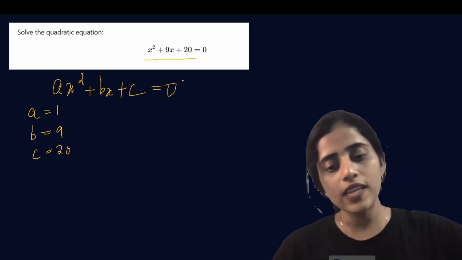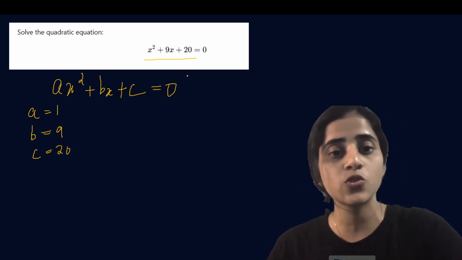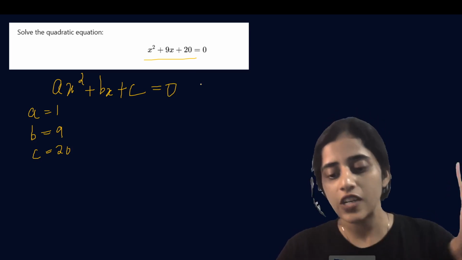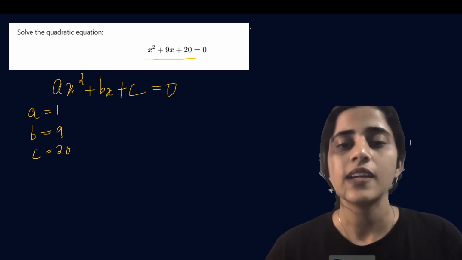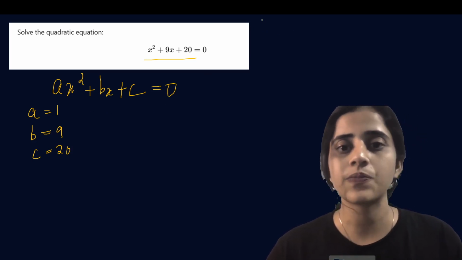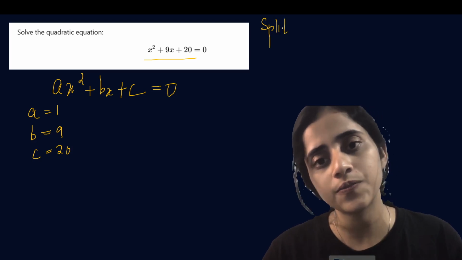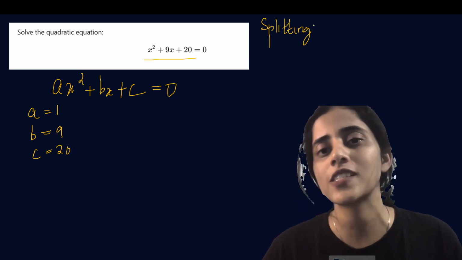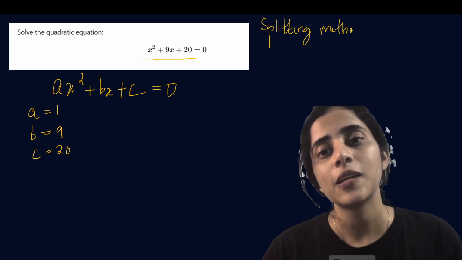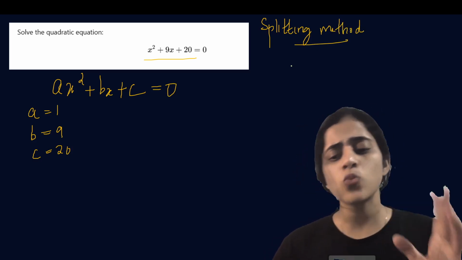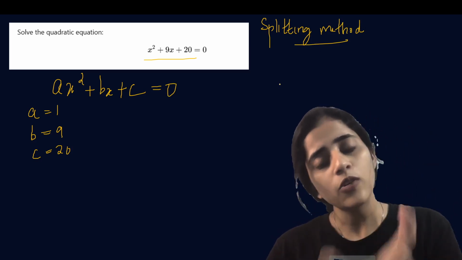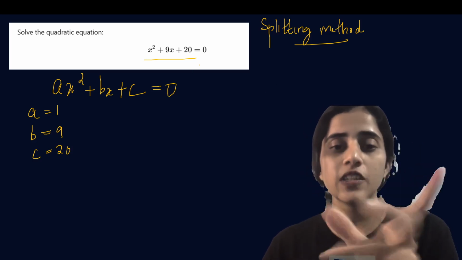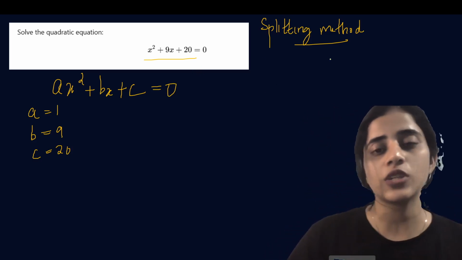Now, these kinds of questions can be solved in two different methods. The first one is called the splitting method. These are the most common methods. So, let's look at the splitting method, the very famous splitting method. So what is the splitting method? You have to see what numbers multiply to give you 20 and add to give you 9.